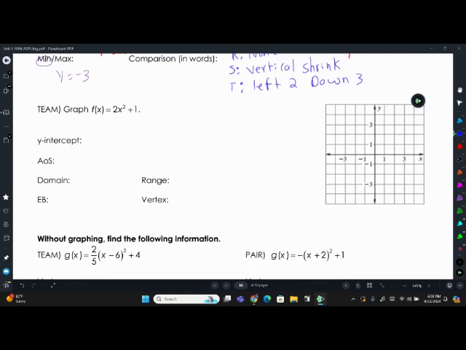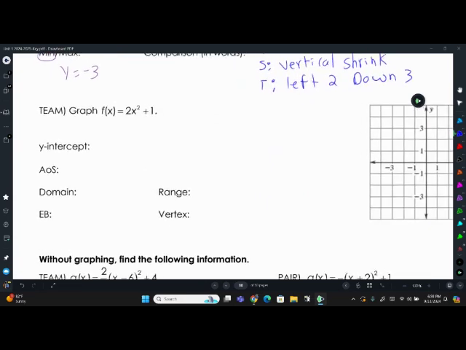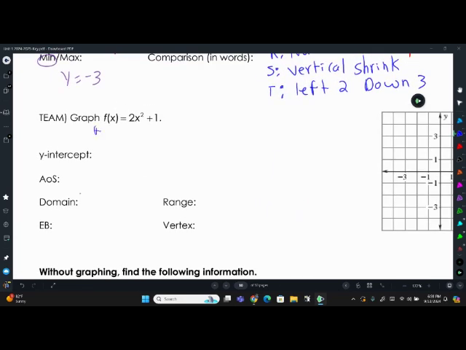All right, now this one here, we have 2x squared plus 1. The first thing you'll notice is that there's no parenthesis. Well, if there's no parenthesis, that means your h value is 0, because we wouldn't want to write it. It doesn't make a whole lot of sense to write it like this: f of x equals 2 times x minus 0 squared plus 1. But if that helps you to identify that our vertex is 0, 1, you can do that, 0, 1.